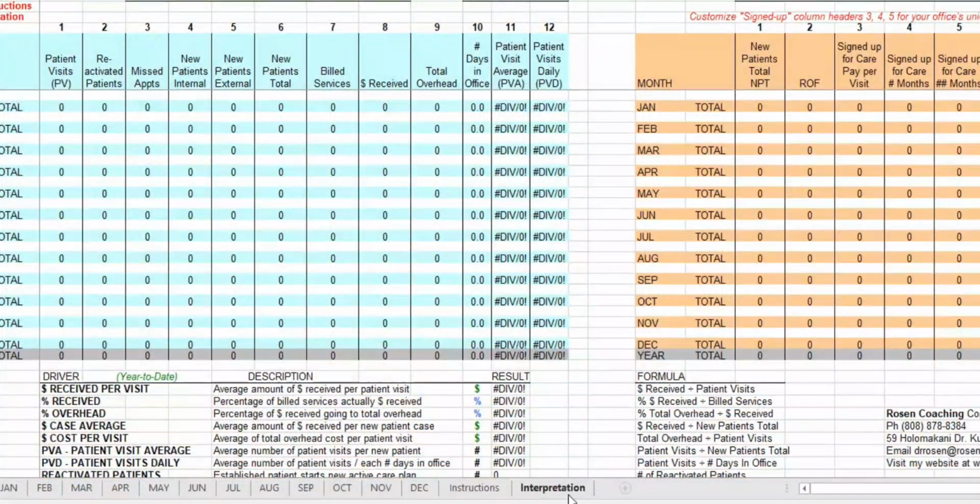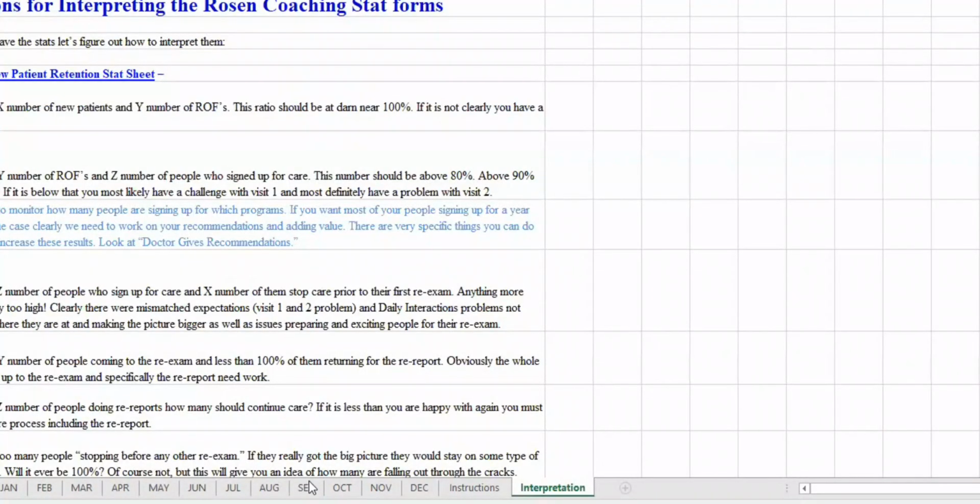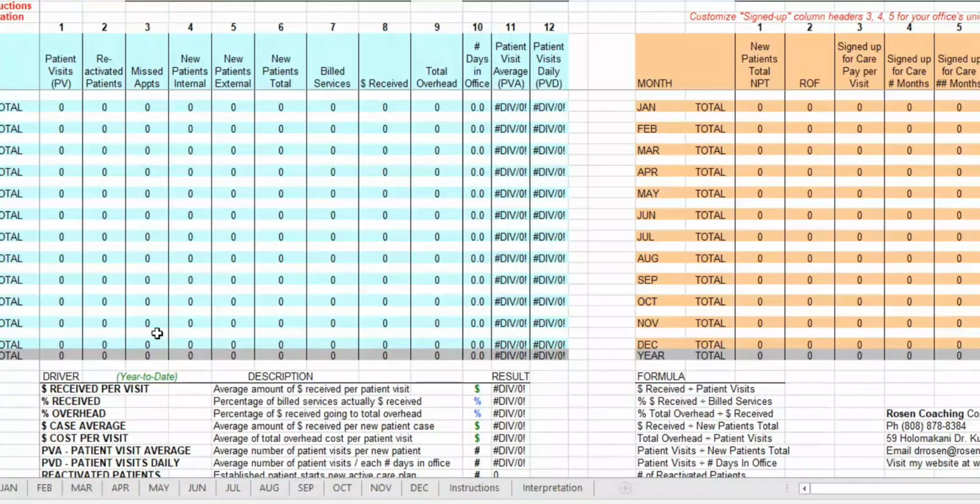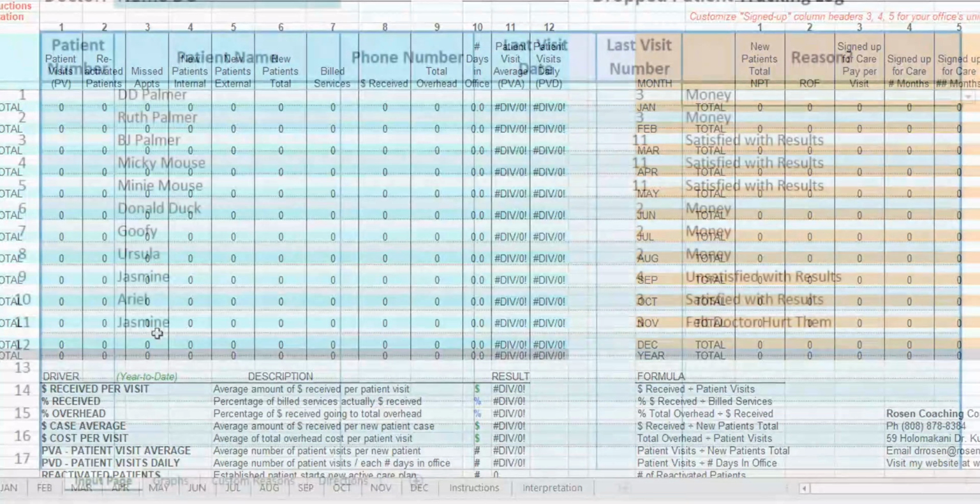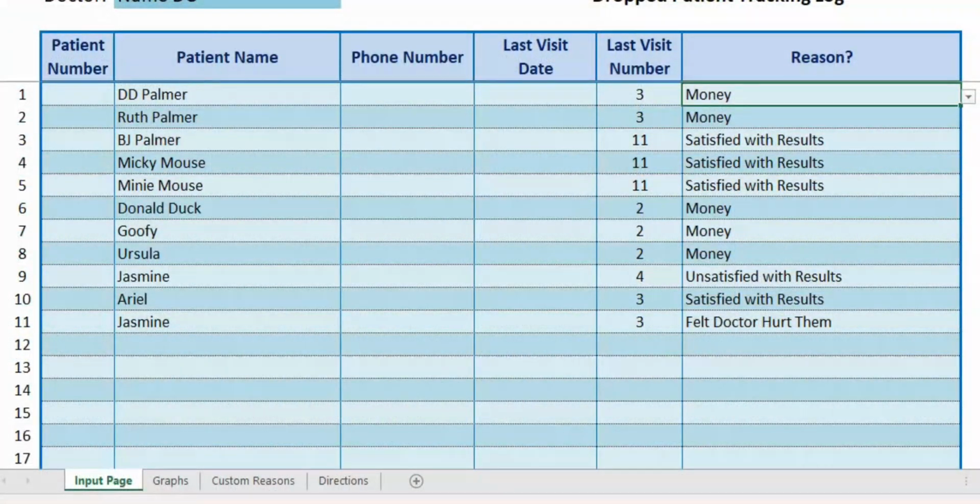Again, in the interpretation section over here, we go into a whole lot more detail, but that's how you can use this stat sheet. Now, let's take a look at the second stat sheet. In this stat sheet, we're actually going to be putting down the names of the people and when they quit care, meaning which was their last visit. It was their third visit, it was their 10th visit, right? You can put the date right here. Personally, I don't care about it. You can put the patient number, patient name.